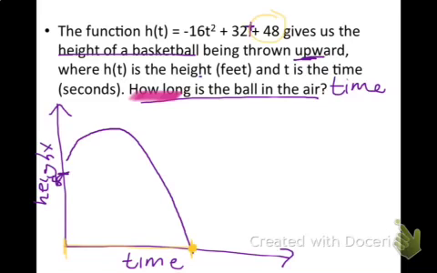So we know that the x-intercept is when our function is equal to 0. So what we're going to do is take our function h of t and set it equal to 0. And we want to find out what the t is going to be.